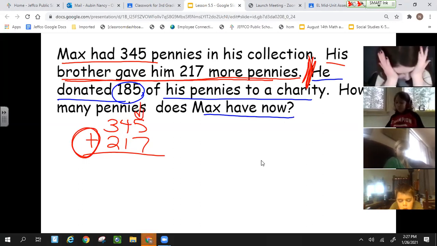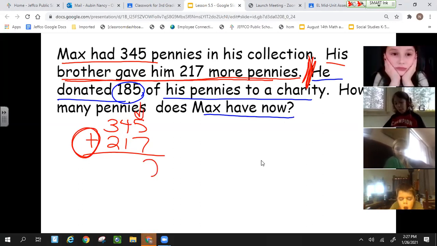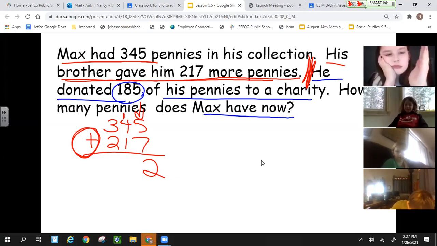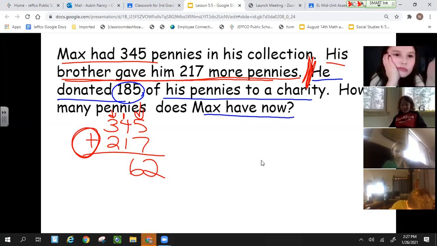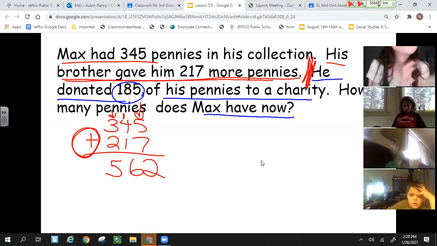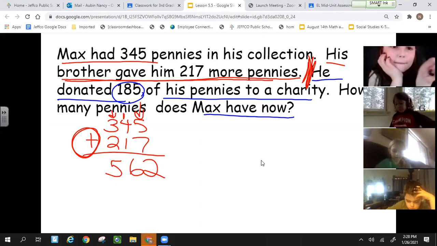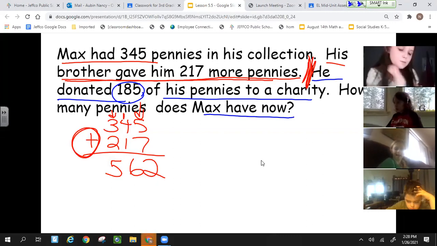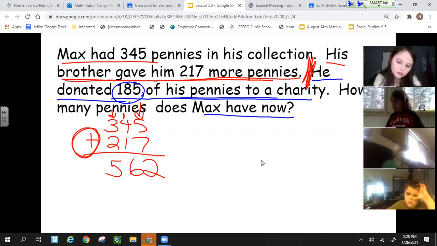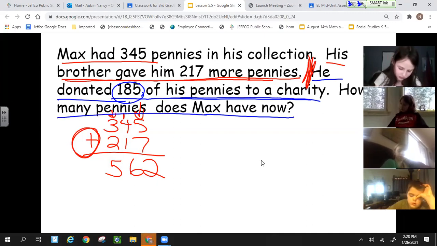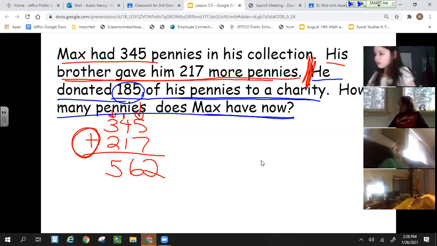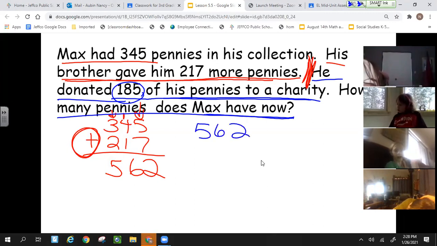Okay, what do I get when I add 5 plus 7? 12. Okay, what do I get when I add 1 plus 4 plus 1? 6. What do I get when I add 3 plus 2? 5. Am I finished, Robert? No. Okay, what's the second step? He donated 185 of his pennies to a charity. How many pennies does Max have now? What do I do next? Then you subtract the 185.